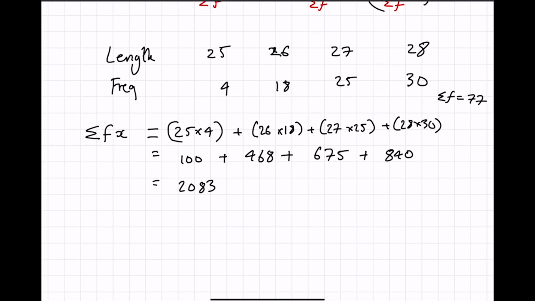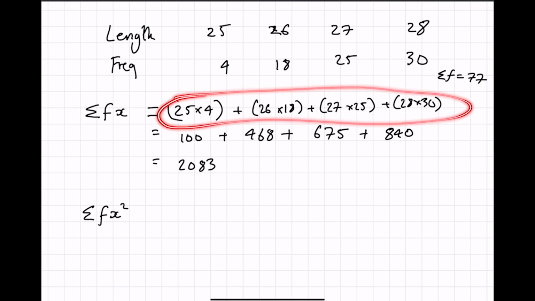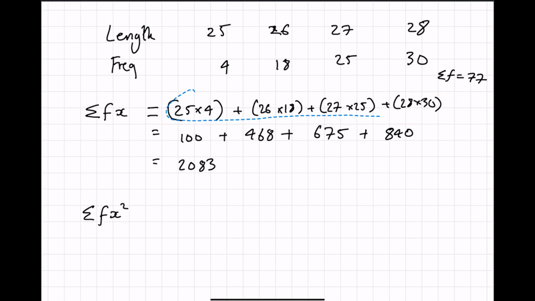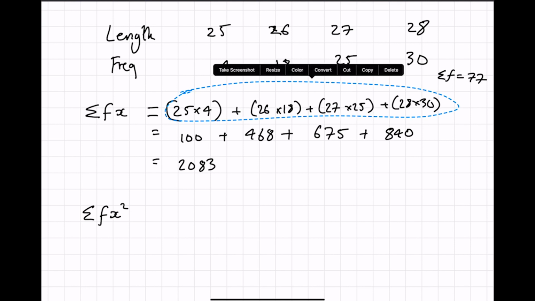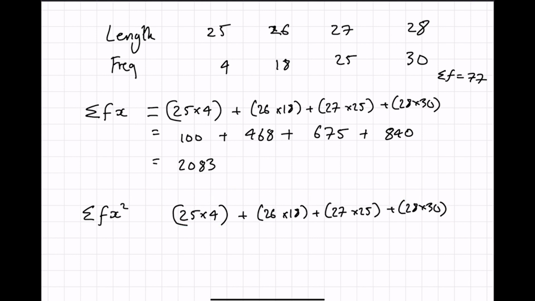Just this one here. So how do we find the sum of fx squared? That's also quite simple to do. So x, remember, is this part over here. So we have to do 25 squared times 4, 26 squared times 18, 27 squared times that, and that times that. It's quite easy. If you imagine what we wrote here, it's actually the same thing. I could even copy all of that. The only difference now is the x's are squared.